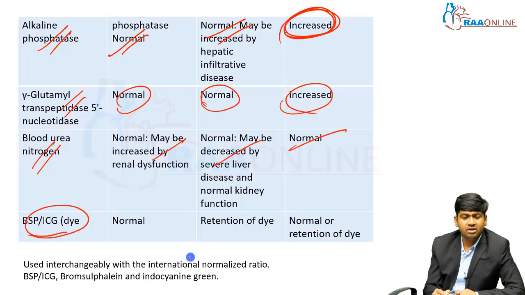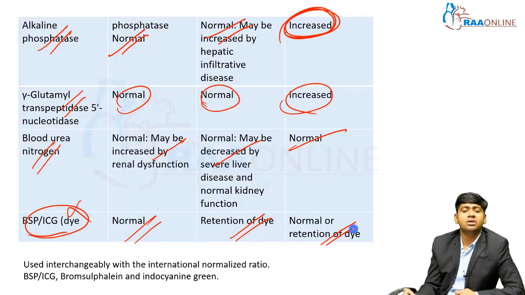Then there is a dye test, the BSP or ICG dye, that is indocyanine green dye, very rarely used. It is normal in unconjugated hyperbilirubinemia. There is some retention of the dye, normal or retention of the dye. It is not done right now. By using these types of parameters, GGT level, alkaline phosphatase level, serum albumin level, serum bilirubin level, conjugated and unconjugated hyperbilirubinemia, we can easily differentiate between the types of jaundice.